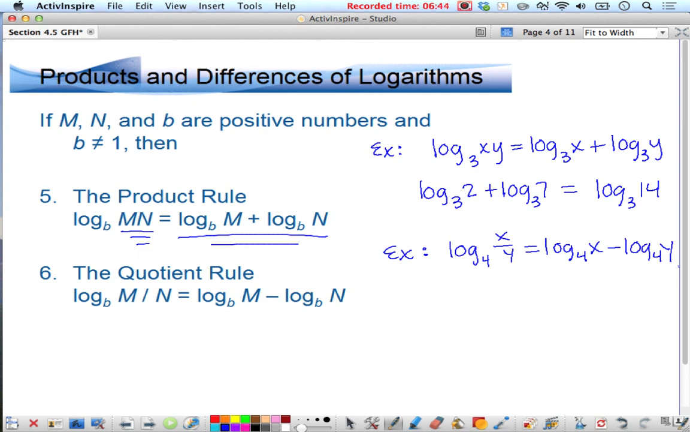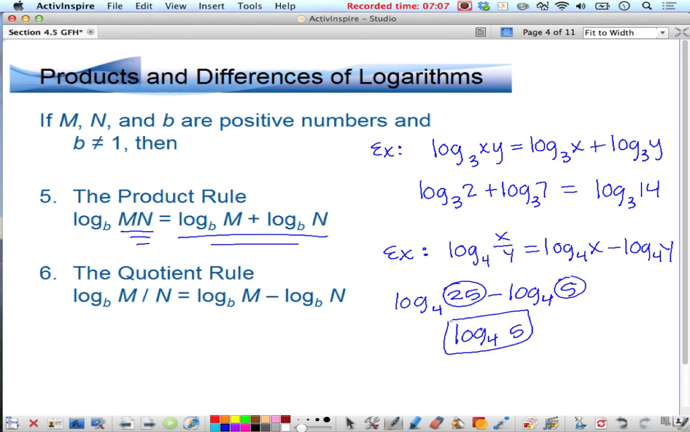And you could also go the other way. Let's say I start you out with log base 4 of 25 minus log base 4 of 5. Well, because those two logs are subtracted, they can be combined into a single log, log base 4 of those two numbers divided. So what is 25 divided by 5? Log base 4 of 5, yeah. So you can either use it to expand or you can use it to condense it down into a single log. Any questions about those two properties?